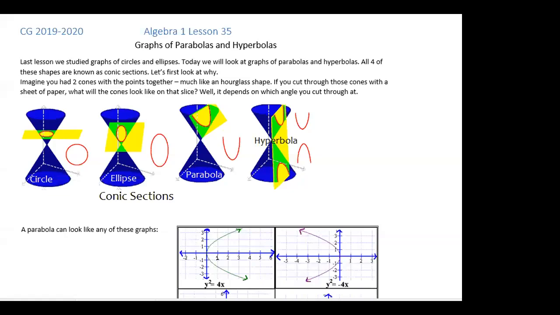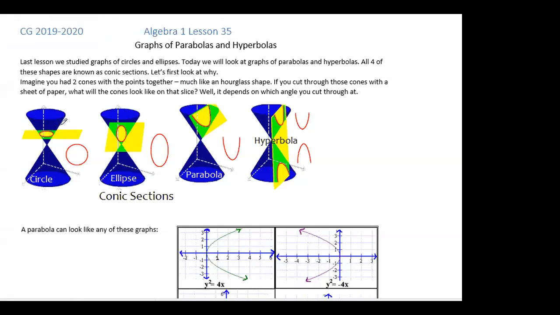Okay, so lesson 35, the last lesson that we did, we learned about circles and ellipses. And I didn't really tell you that these are all known as conic sections, but let's look at why. So if you had two cones with the points together, like these blue ones in the picture, and then you slice through with a sheet of paper, what would the cones look like on that slice?